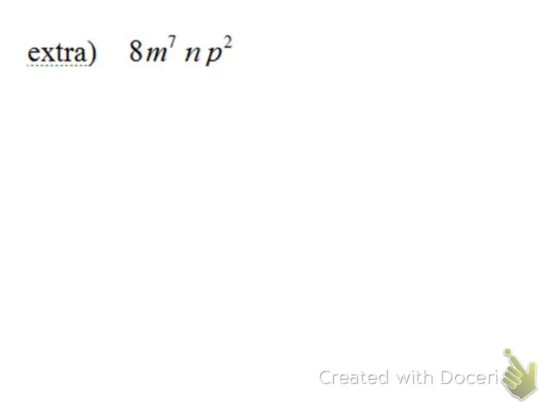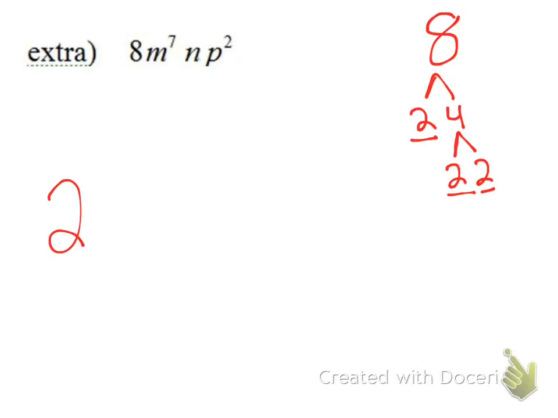Alright, jump to the extra, the last one. So again, I can break up the 8. So off to the side, let's do some factors for 8. Anyone have any? 2 times 4. Can you break up a 2 any further? No. Can you break up a 4 any further? Yes. To another 2 and a 2. So the prime factorization here is 2 times 2 times 2.